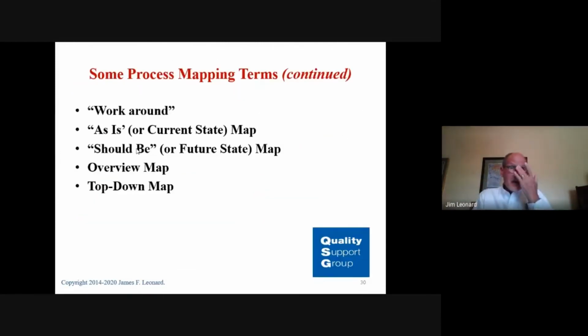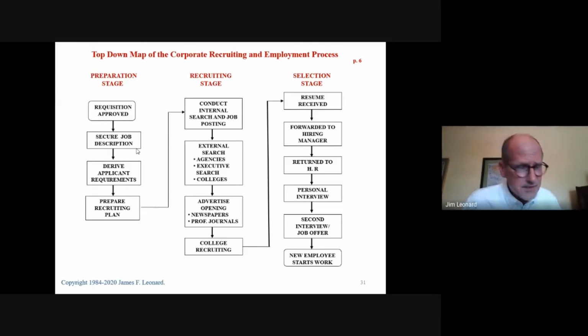There's also a top-down map on page 6 of your document. This was taking on a corporate recruiting and employment process that just took too long to fill exempt professional and managerial job openings. There were 3 stages: preparation, recruiting, selection. And then dropping down from each of those were the more overview, but still more specific steps taken as they advance from approval of requisition all the way through when the new employee starts work filling that job. That's a top-down map.